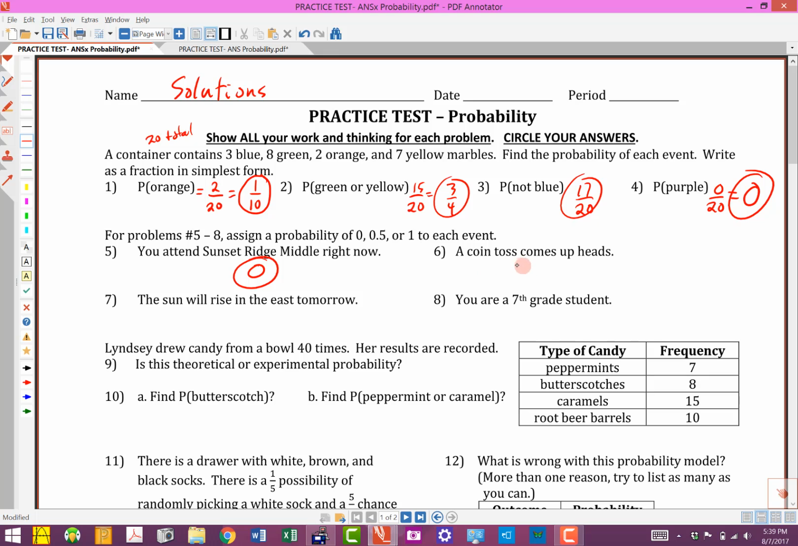A coin toss comes up heads. Well, you toss a coin, it comes up heads. We know there are 2 outcomes. One of them is a head, so that's going to be a 1/2, or we're going to say 0.5. We'll go ahead and leave it in that format right there, just like they said, as a decimal.